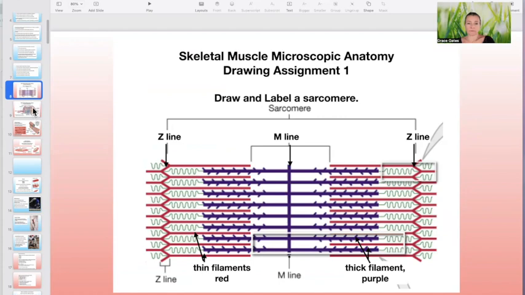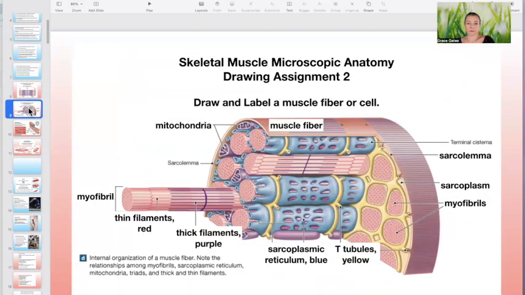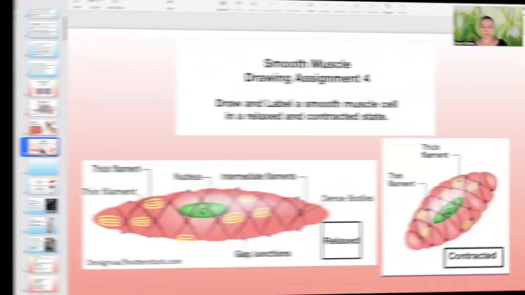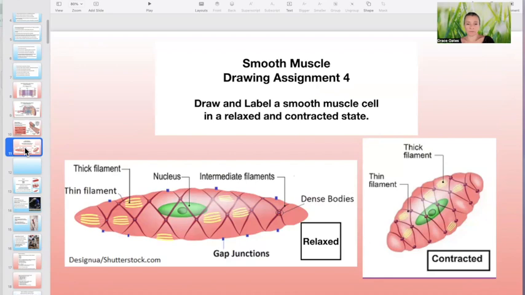Here is a sarcomere. Here is a muscle fiber or muscle cell. Here is a cardiac muscle cell and cardiac muscle tissue. And here is a smooth muscle cell.